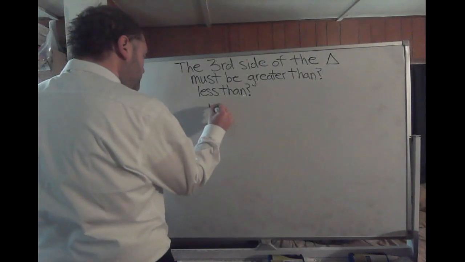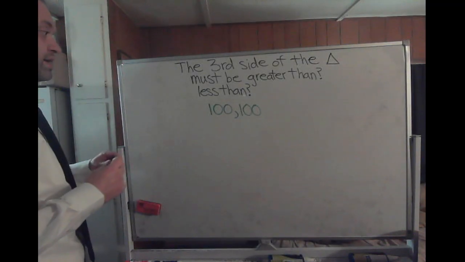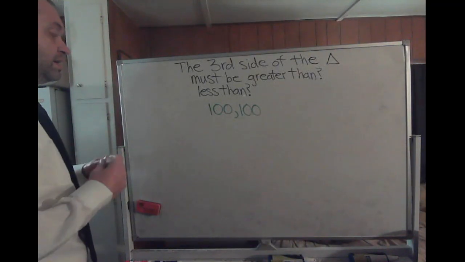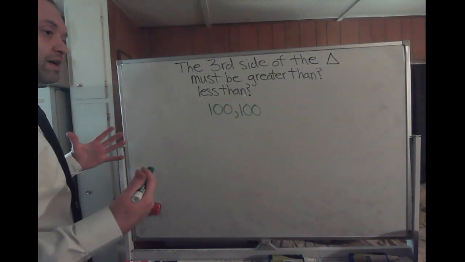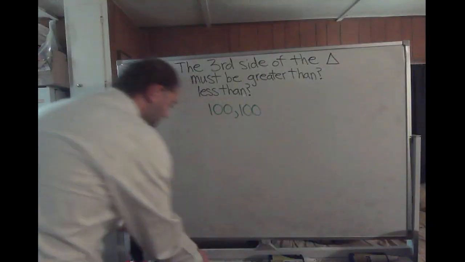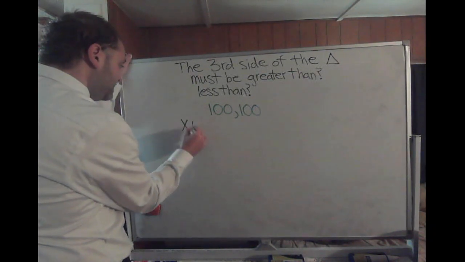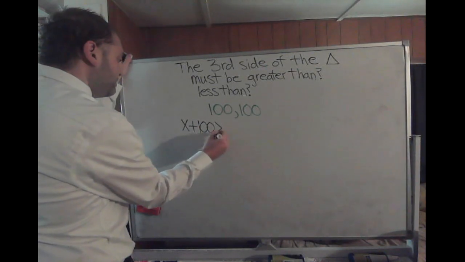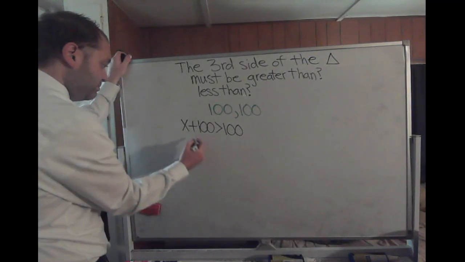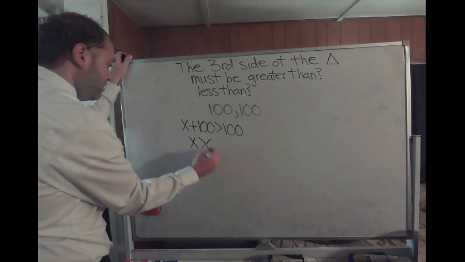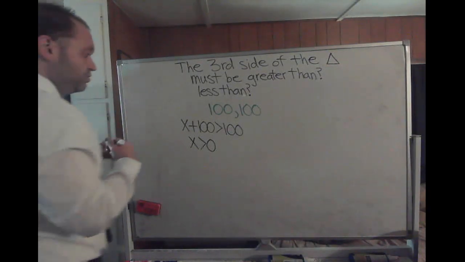Good one. You have a length of 100 and 100. So we have a length of 100 and 100. Okay, well, in this case, you're going to take, of course, x plus 100, set that greater than 100. Well, right away then, we would have that x is greater than 0. Which, being greater than 0 could be anything. So that's actually an acceptable answer.